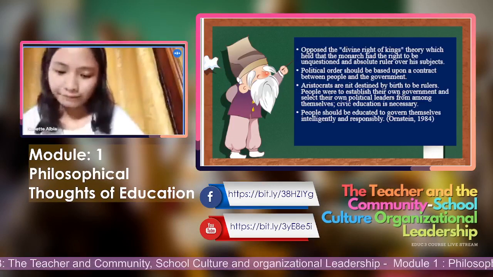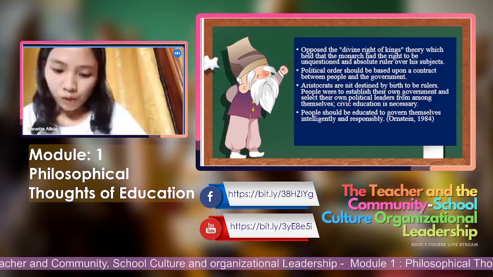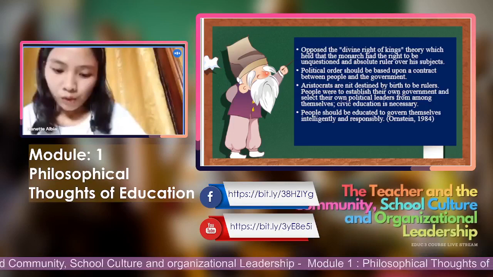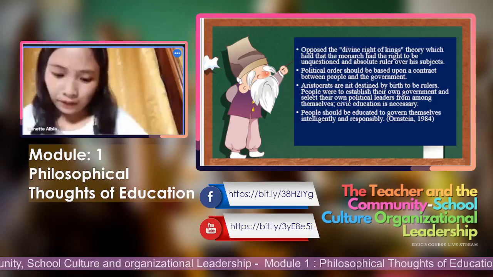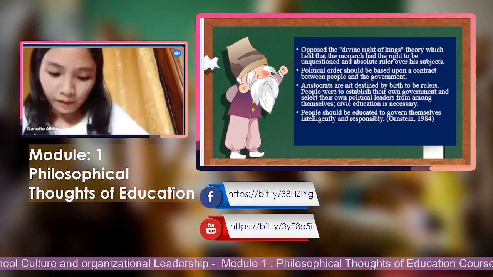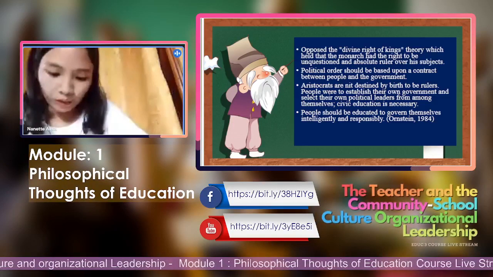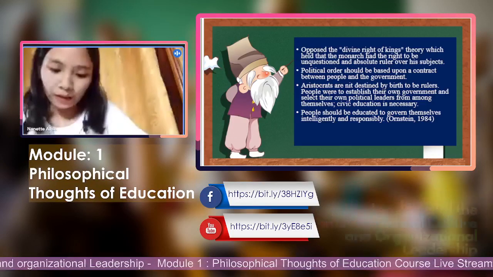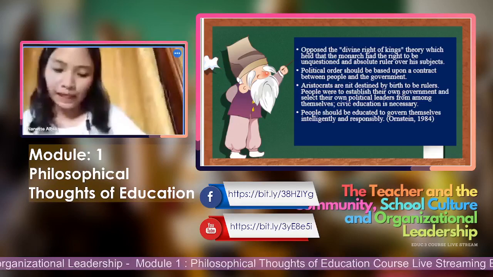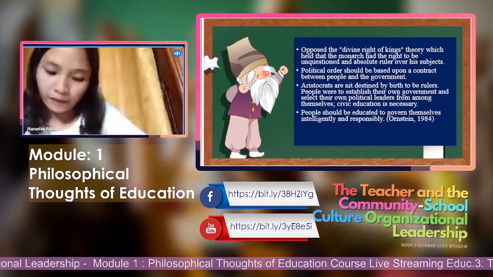Next po is, political order should be based upon a contract between people and the government, because government was created through the consent of the people to be ruled by majority. Next is, aristocrats are not intended by birth to be rulers. People established their own government and leaders from among themselves. Education is necessary. The next is, people should be educated to govern intelligently and responsibly.